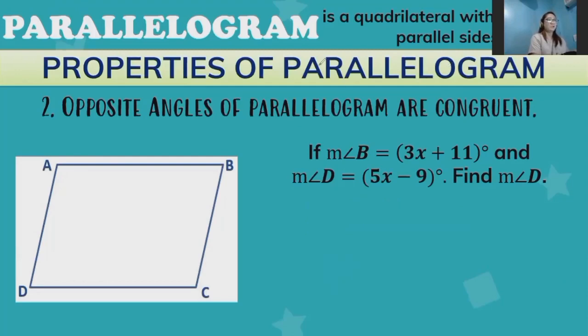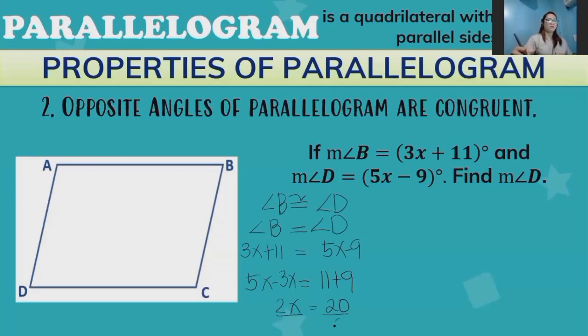Let me show you how it's done clearly, okay? His work is right, but let us clearly write it here. As you all know, angle B is congruent to angle D. Therefore, angle B is equal to the measurement of angle D. And angle B is given by the value of 3x plus 11, equals the value of angle D, which is 5x minus 9, right? And then, according to Jeff, he transposed. So, 5x minus 3x is equal to 11 plus 9. Okay? So, 2x equals 20.